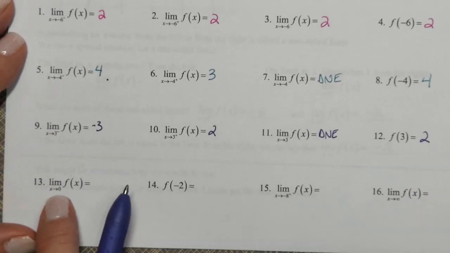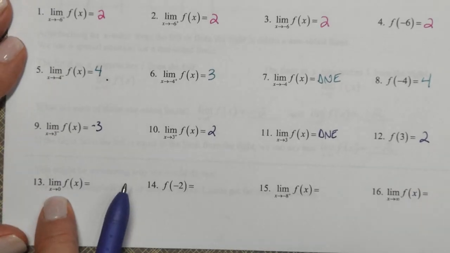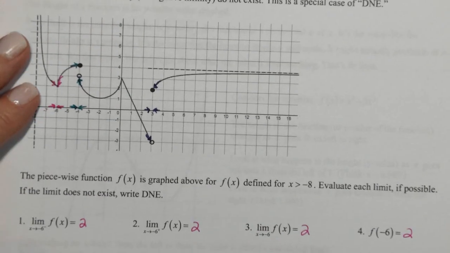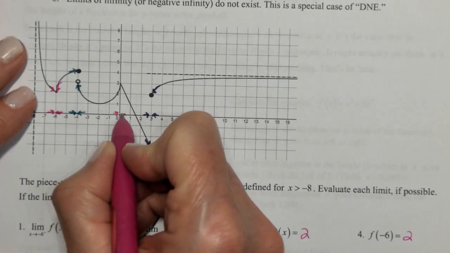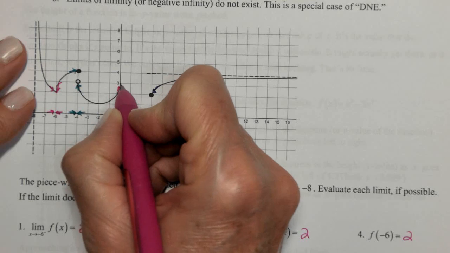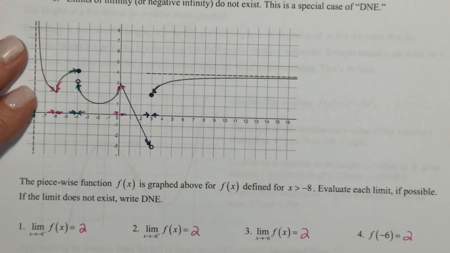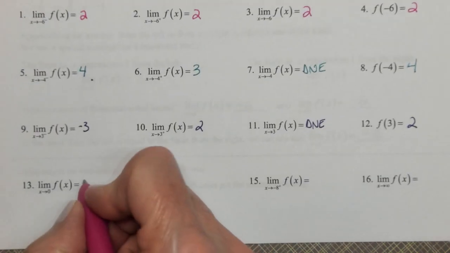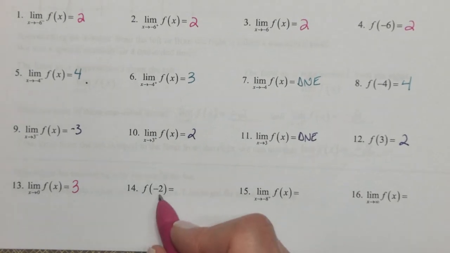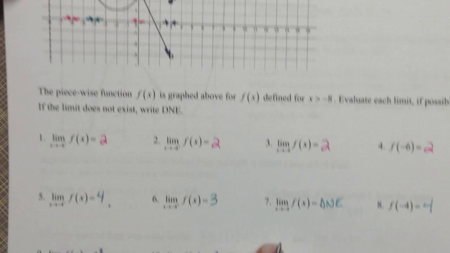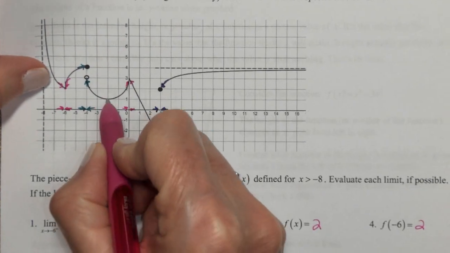All right, some random ones. What's happening as x approaches 0? Now there's not a one side on there, so we have to consider both sides. As x approaches 0, from the left and the right, are those the same thing? They are the same thing. It's going to 3, so this limit is 3. What is f of -2? f of -2 is 1.